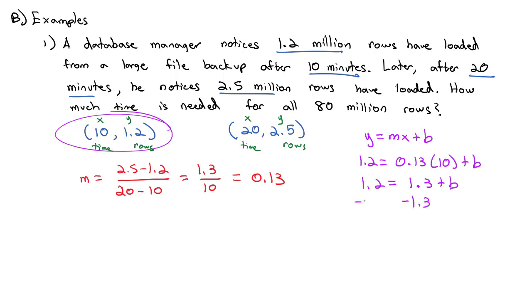Subtract the 1.3 from both sides, and we get negative 0.1 is equal to our b. So now we know that our equation is y equals m, the 0.13, that's the rate of change of this file backup, x minus 0.1.